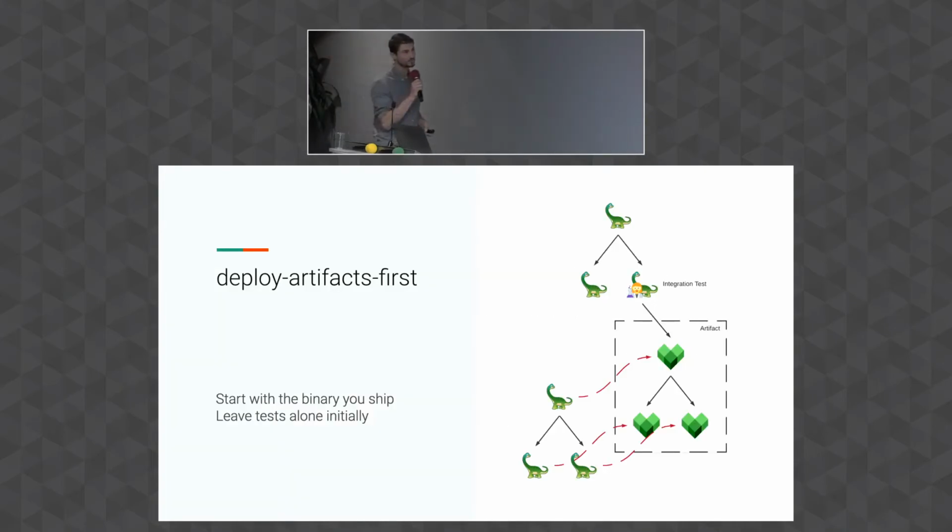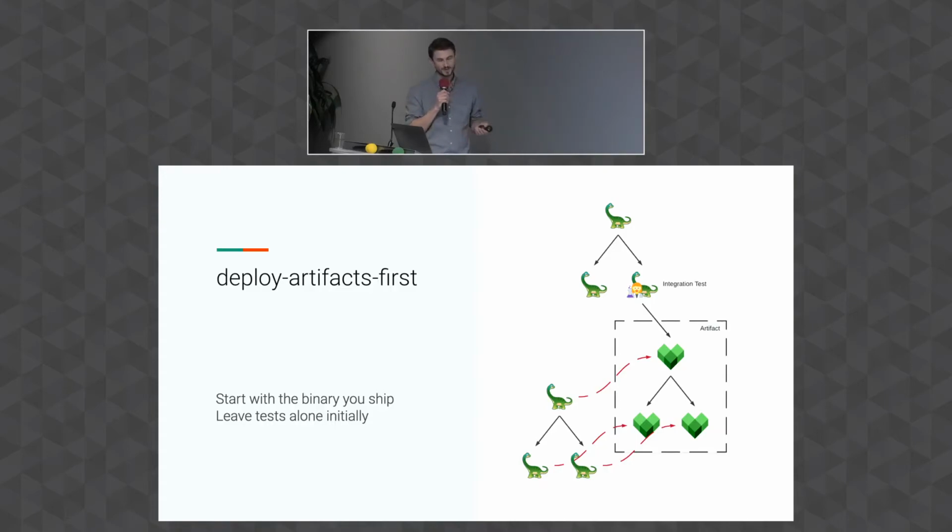Thanks, Alex. So the third pattern that we're going to talk about is called deploy artifacts first. And in this pattern, you're going to leave your test alone initially. You're going to find a binary that you produce, and you're going to migrate that first. This is a good pattern to use if you find that your packages are actually the things slowing your developers down. You can build your binaries, and then you can parallelize that and get some good value out of it right away.